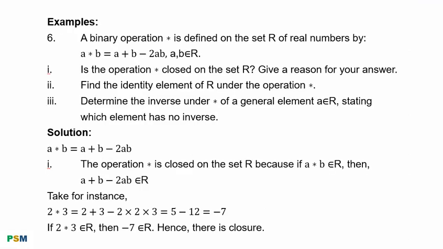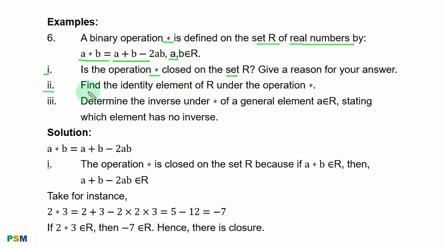Examples. Number 6. A binary operation * is defined on the set ℝ of real numbers by a * b = a + b − 2ab, where a, b are members of ℝ. Roman figure 1: is the operation * closed under the set ℝ? Give a reason for your answer.